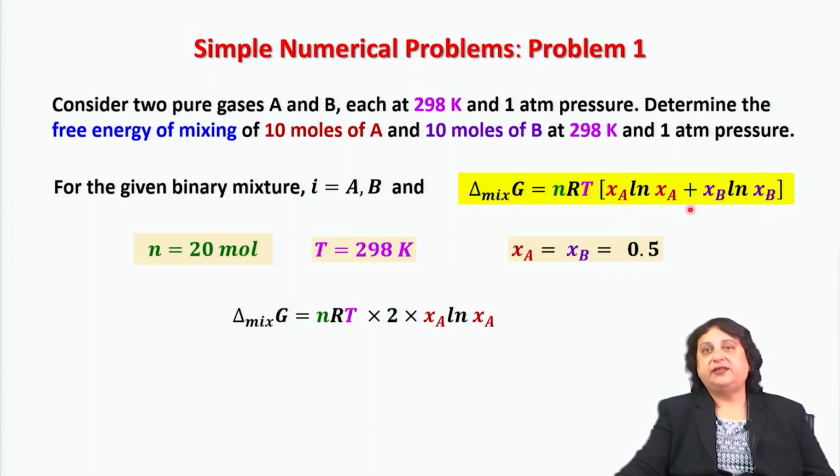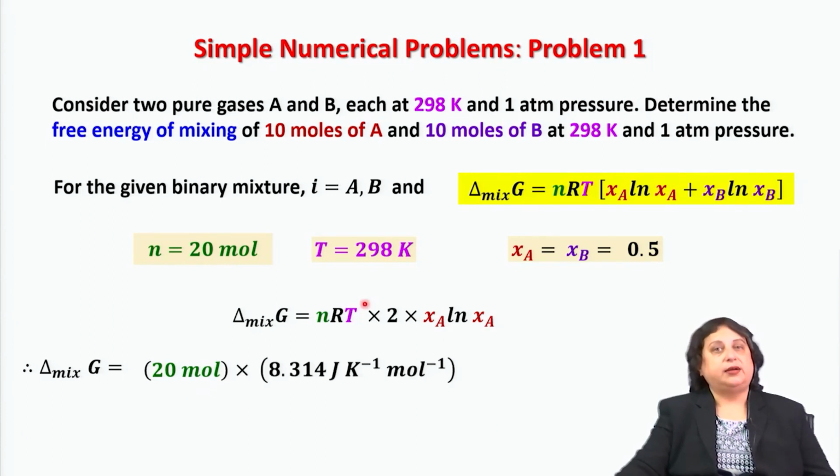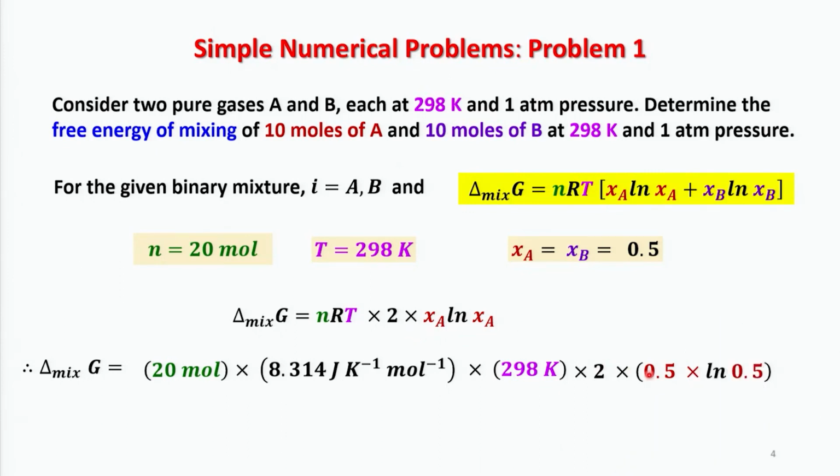Now, obviously, I can write this for this mixture as 2 times Xa ln Xa. Now, I know all the terms which appear here on the right hand side. So, what I will do is write down each of these quantities. So, n is 20 mole multiplied by R, the universal gas constant, which I know having the standard value. Then what is the temperature that I am talking about? 298 Kelvin, and then I have 2 multiplied by Xa, which is 0.5. So, 0.5 ln 0.5.